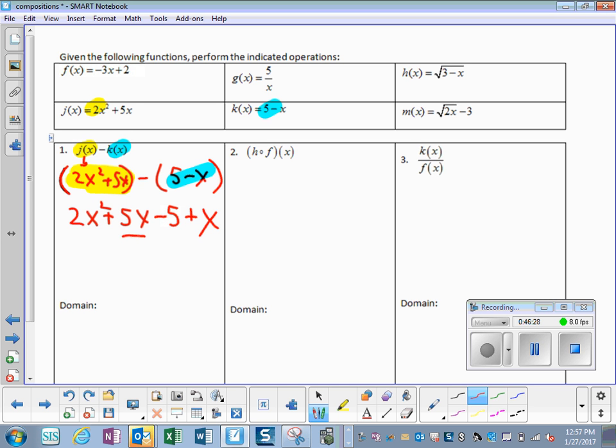And now I can combine. 5x and x can be combined. I have 2x squared plus 6x minus 5. Done.